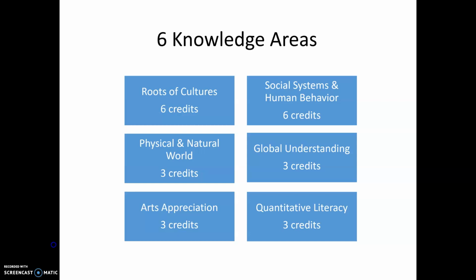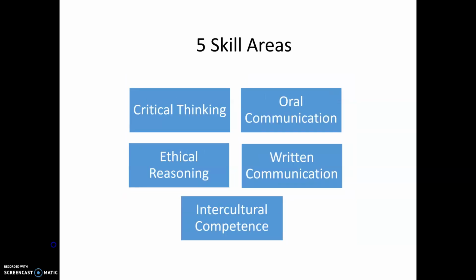And then we have arts appreciation, which includes not only things like art, theater, music, but also dance, photography, etc. And quantitative literacy is our math-based category. The 5 skill areas are essentially the 5 core competencies that any college graduate will need to have mastered in their undergraduate program. Critical thinking, oral communication, ethical reasoning, written communication, and intercultural competence.